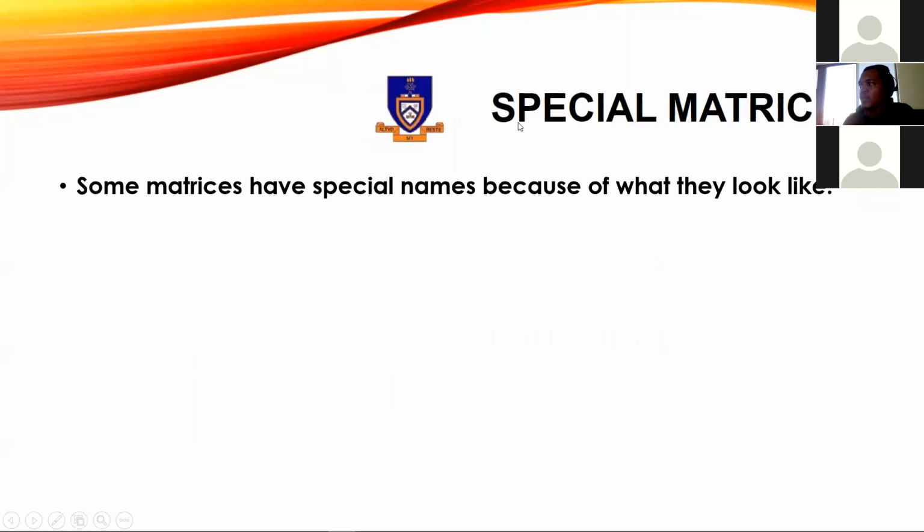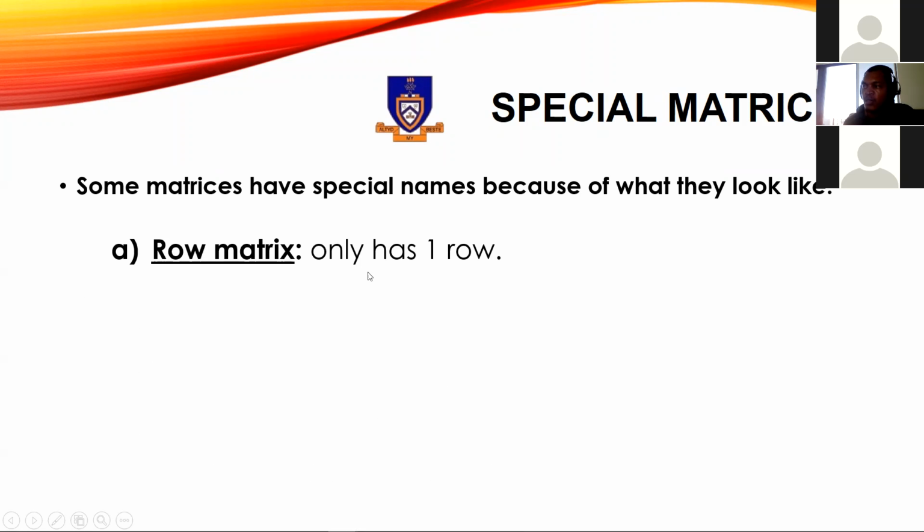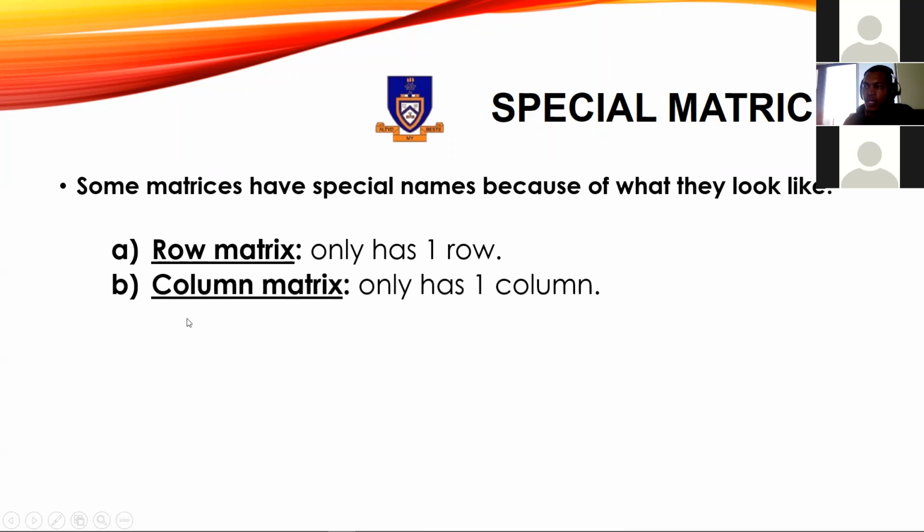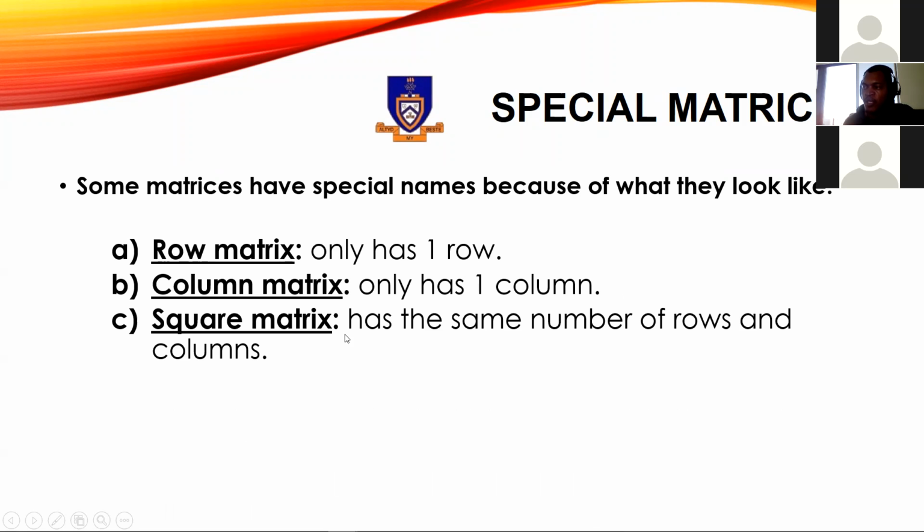All right. So let's look at some special matrices. As you know, in triangles, you had special triangles. We have right angle triangles, equilateral, isosceles, and scalene, and all those things. The same principle applies: as we have special triangles, we also have special matrices, and they are basically just defined by the names that we will look at. So we have a row matrix. A row matrix only has one row. We have a column matrix. A column matrix only has one column. We have a square matrix. A square matrix has the same number of rows and columns.